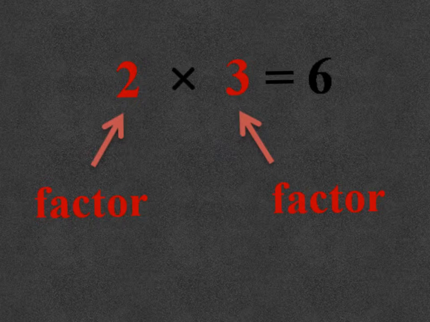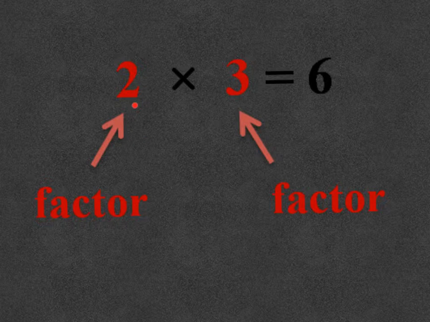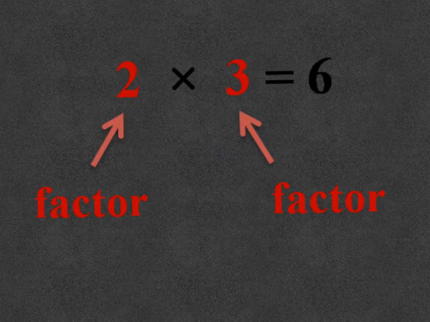A factor is a number that you multiply to get a product. A product is an answer to a multiplication problem, and factors are those numbers that you multiply together to get to that product.